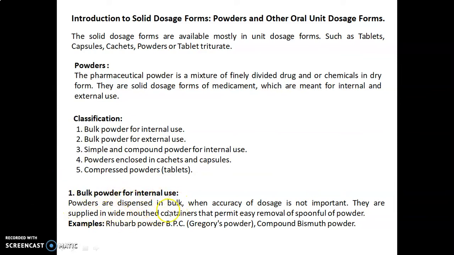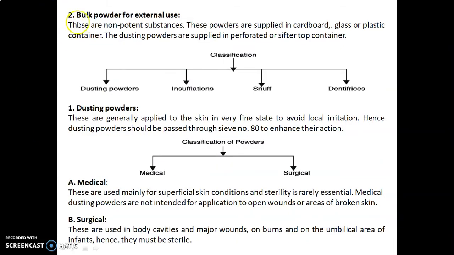Powders are dispensed in bulk when accuracy of dosage is not important. They are supplied in a wide mouth container that permits easy removal of a spoonful of powder. Examples of bulk powder for internal use are rhubarb powder, BPC, that is known as Gregory's powder, and compound bismuth powder. Second one, that is bulk powder for external use.